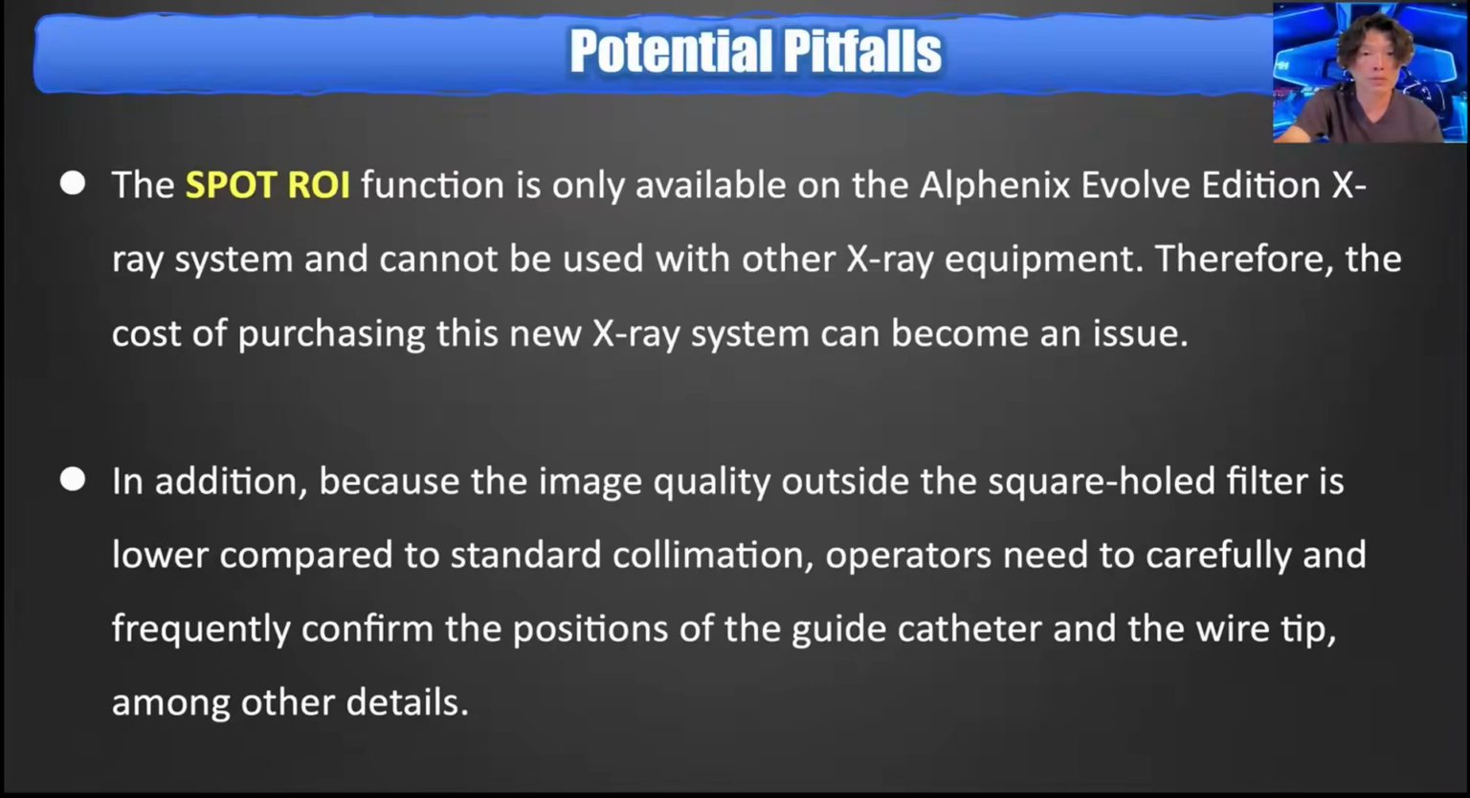Potential pitfalls: the projection function is available only on the Alphenix X-ray system and cannot be used with other X-ray equipment. Therefore, the cost of purchasing this new X-ray system can be an issue. In addition, because the image quality outside the spot area is lower compared to standard collimation, operators need to carefully and frequently confirm the positioning of guide catheters and wire tips, among other details.